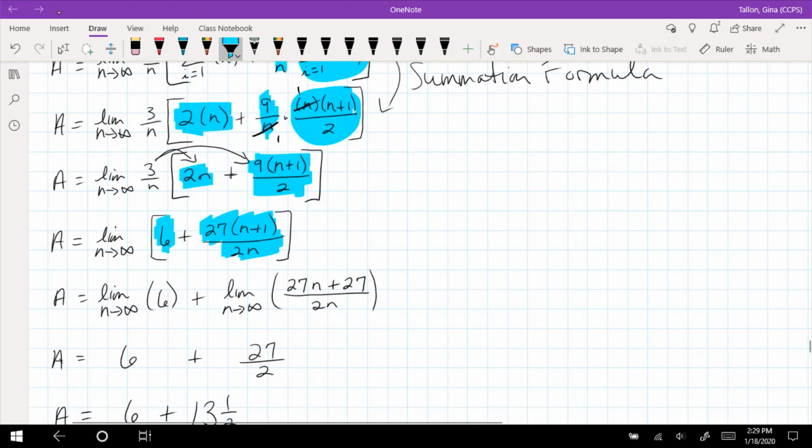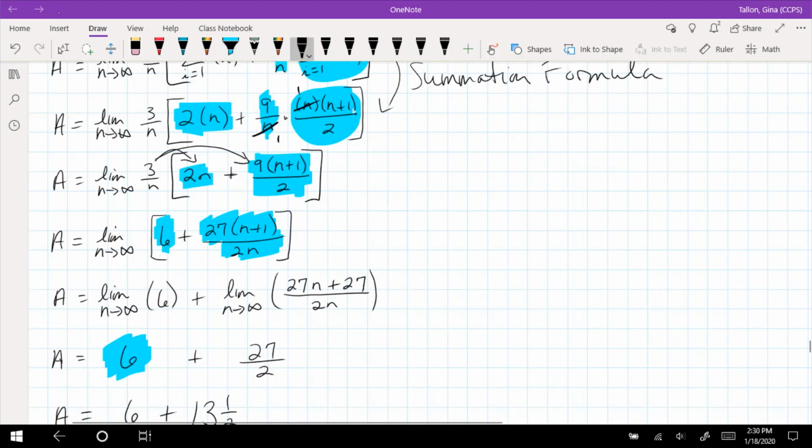The limit as n approaches infinity of this summation can be the summation of the two limits. So we just have 6 by itself. Since there's no n here, we just get a 6 out of this deal. Here we go. And then this other thing over here, this 27 times n plus 1 over 2n. I can look at this and tell that the leading coefficient on my numerator is going to be a 27, but I multiplied it out for you just in case. So this gives you 27n plus 27 over 2n.